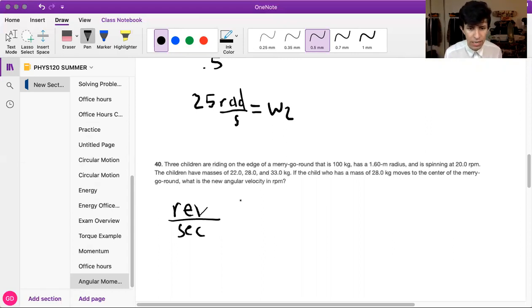So revs per second. How do we convert from radians per second to revs per second? Seconds is the same thing, so we should just focus on revs and radians. What's the difference between these two? Because the next problem we're going to do relates to this in a whole different way. So radians: we know going a full circle in radians is 2 pi.